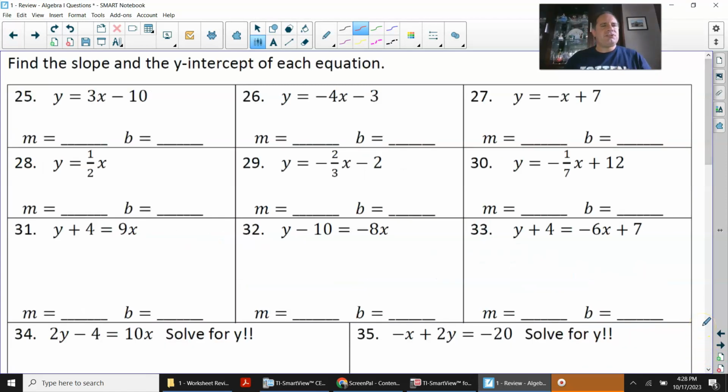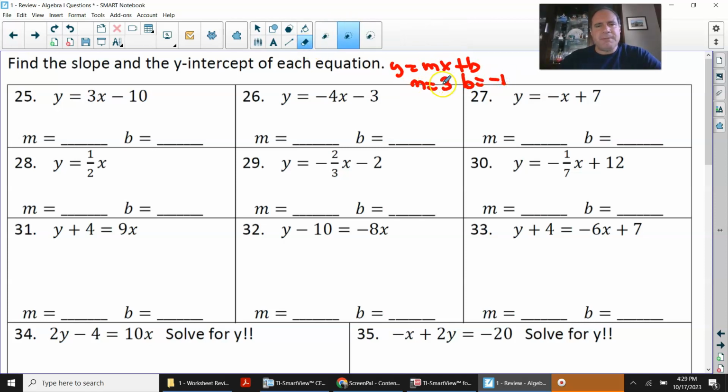All right, so it says find the slope and the y-intercept of each equation. Just remember, you have y equals mx plus b. If it's not in that format, you do have to solve. So the m equals the 3, and the b equals the... the m equals the slope. I'm giving you the answers to the first one. M is the slope. And the b is the y-intercept. So the m is always attached to the x, and the y-intercept is the other number.